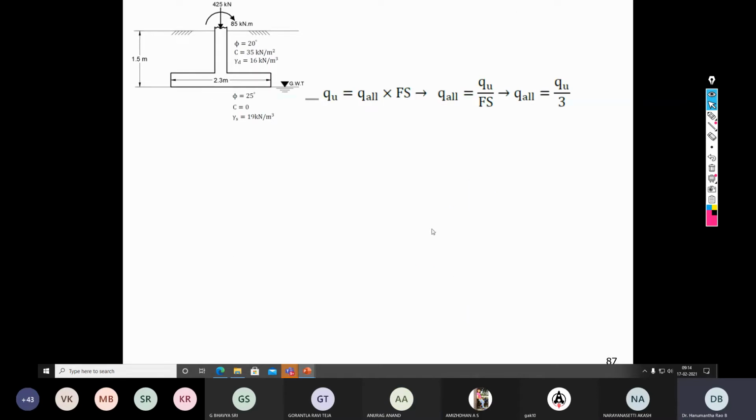So first, this is what you have to do. Q ultimate is nothing but Q allowable multiplied by the factor of safety, or the reverse: Q allowable is nothing but ultimate divided by the factor of safety. We know the equation for ultimate bearing capacity of the soil. This is the equation: c Nc Fcs Fcd Fci and q Nq with all shape, depth and inclination factors, plus the gamma term.